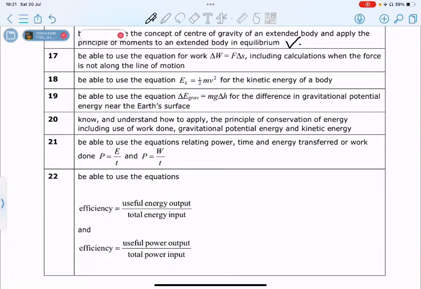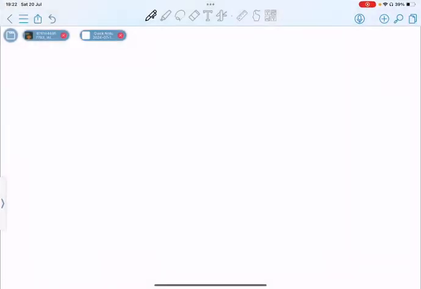Number 17 of the specification says, be able to use the equation for work, including calculations when the force is not along the line of motion. What is work? Work done is defined as the force causing a motion multiplied by the distance traveled in the direction of the motion, okay? So work, which is by the letter W, is the force times the distance.